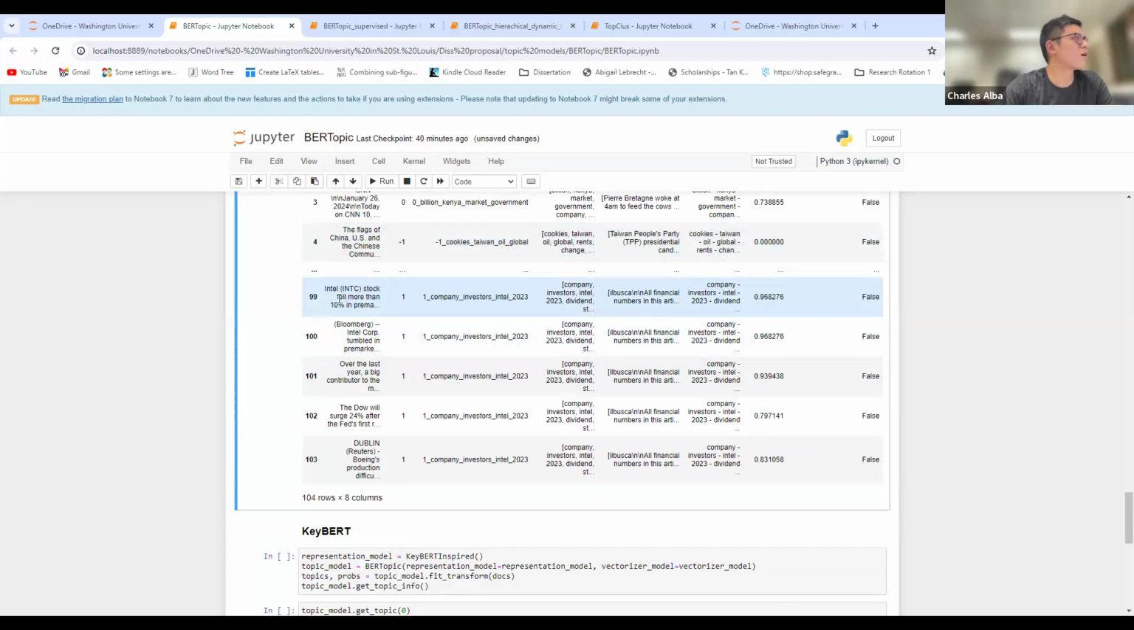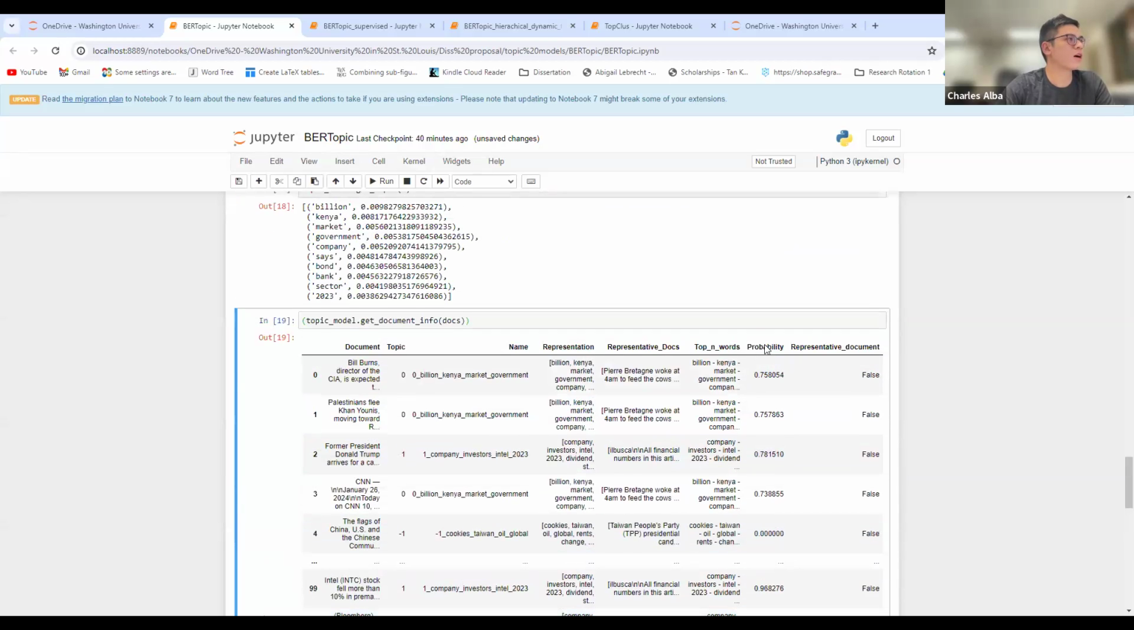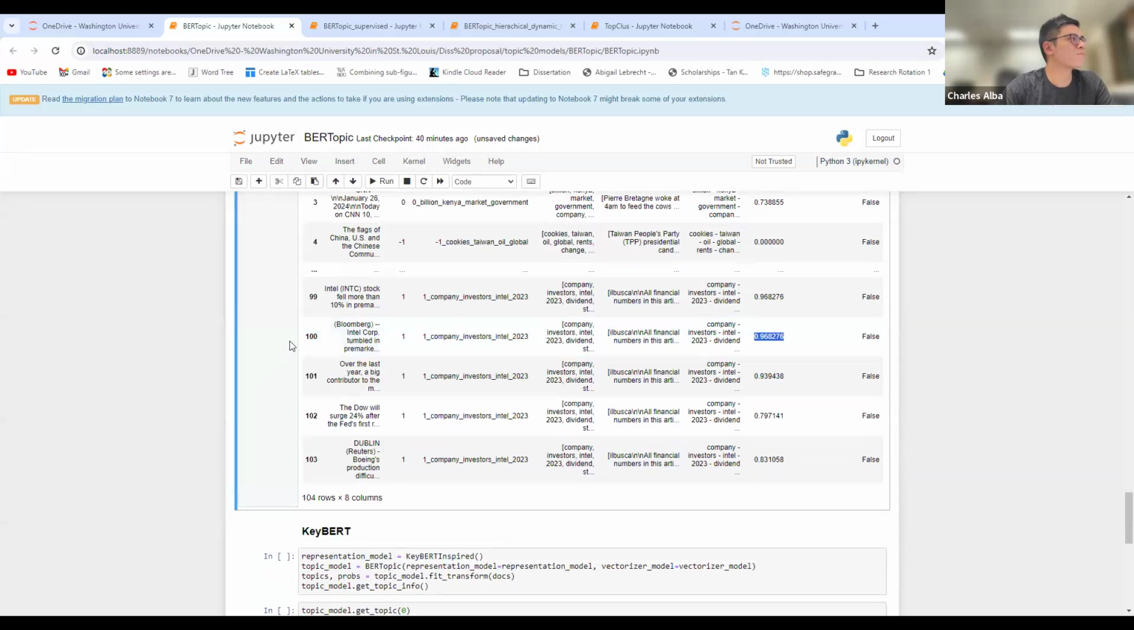And Intel stock fell more than 10%, right? And of course, company, investors, Intel 2023. Again, Intel tumbled, so you can see now, okay, fine, yesterday there was some major slump from Intel and all the news is reporting about it. And here you could even output the probability that this particular topic belongs to this particular article. In my case, it's pretty high.